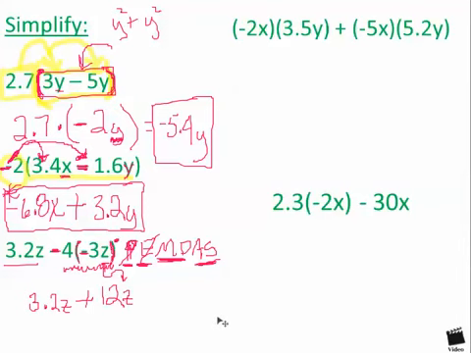So now I have 3.2z plus 12z. And yes, they're both z's, so I can combine them. And 12 and 3.2, 12, 13, 14, 15.2, and z. There's my final answer. This guy on top, I'm back up at the top now. I know I'm flying by.